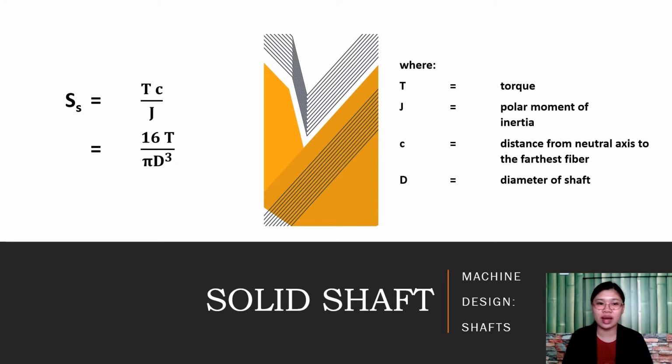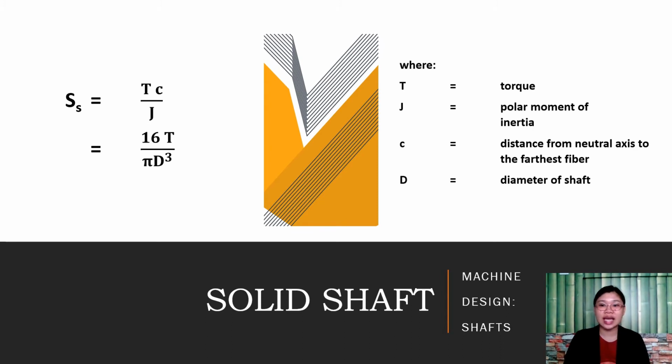So here's the formula. For a solid shaft, we have Tc over J, wherein T is the torque, J is the polar moment of inertia, c is the distance from the neutral axis to the farthest fiber, and d is the diameter of the shaft. Upon substituting the values of c and J, we arrive at 16T over pi d cubed. So the stress of a solid shaft is 16T over pi d cubed.